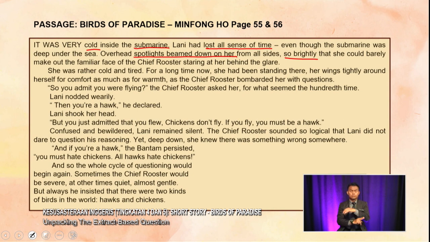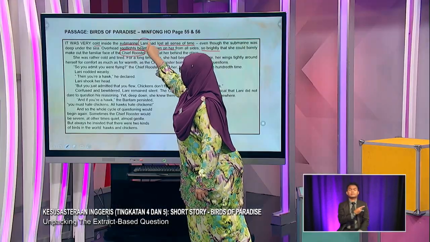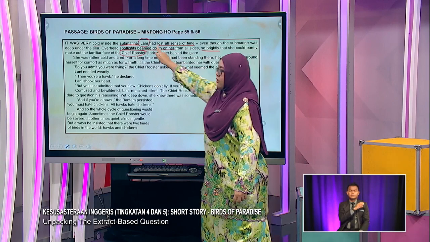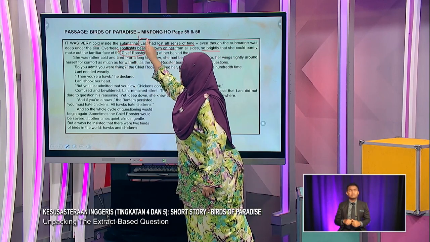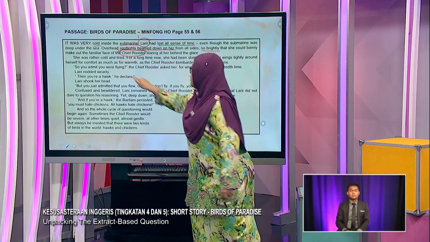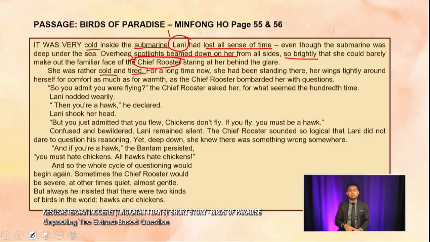And then you're also going to look at the characters. So you have the chief rooster, and you have Lani herself. So let's look at Lani first. I'm going to put number one and number two. So number one, how does Lani feel? She's cold and she's tired. All right?